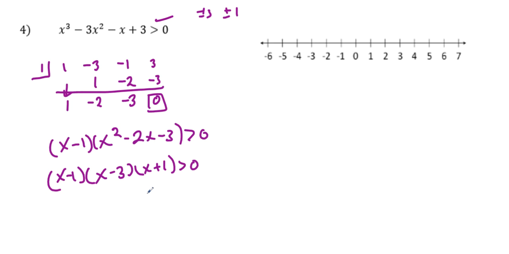Alrighty, so next thing, we're going to go ahead and plot all our critical points of x is equal to 1, x is equal to 3, and x is equal to negative 1. So here we go. There's negative 1, there's 3, and there is 1. All right. So I'm going to have to test over here, here, here, and there. All right. So I got a little bit more testing to do. So let's go ahead and get started.